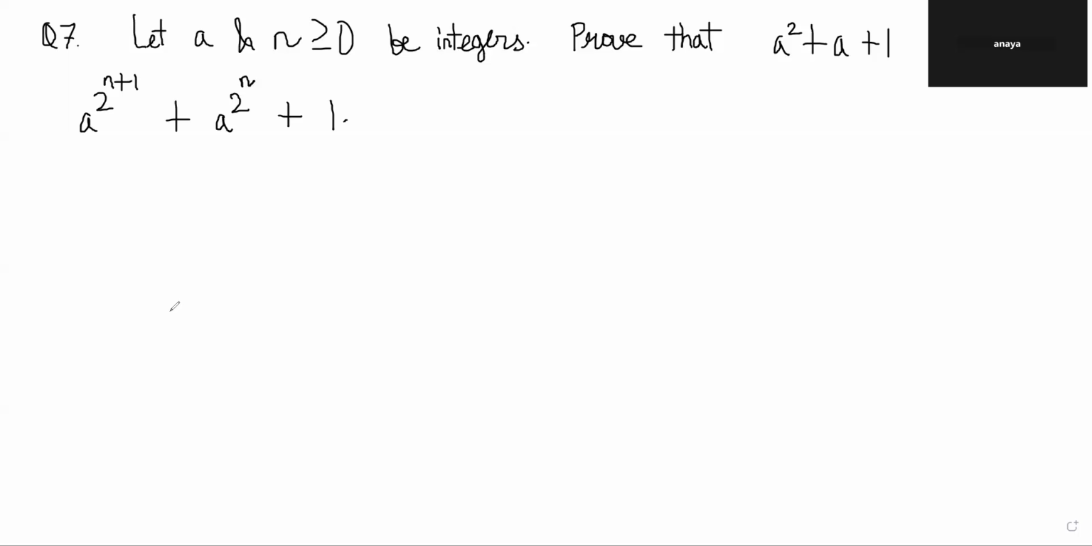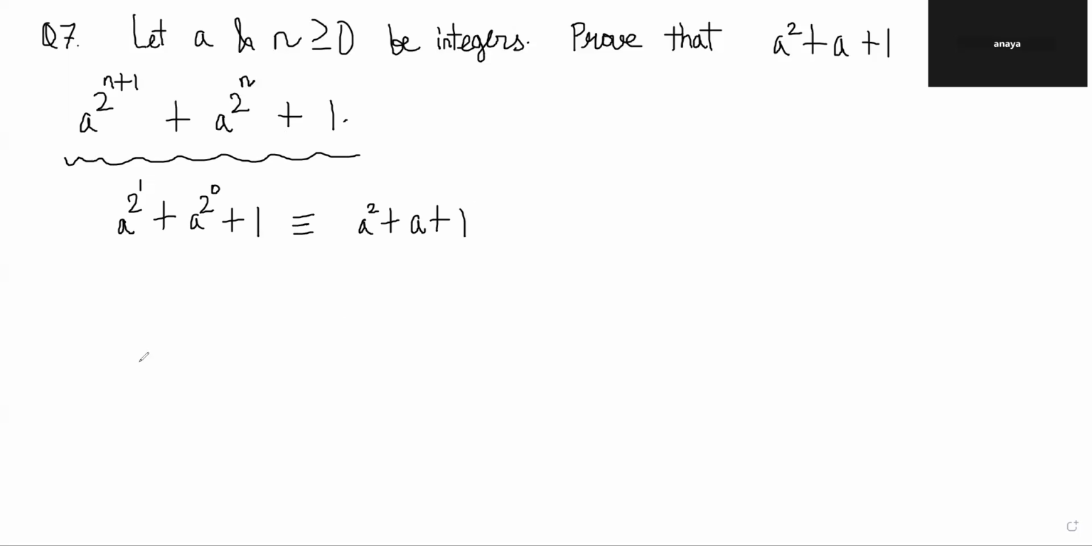So this works out because of a set of identities. First of all, you need to see when n is 0, n is 1, what does this look like? N is 0, what is this looking like? A power 2 power 1 plus a power 2 power 0 plus 1, right? So that is what? A square plus a plus 1, right? Obviously, a square plus a plus 1 will divide a square plus a plus 1.